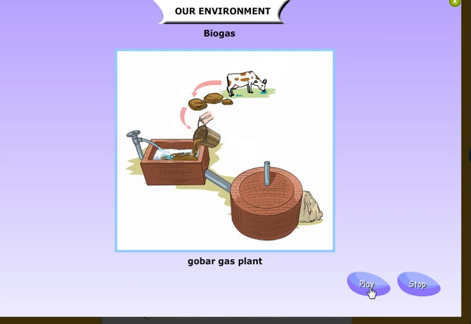So the next is biogas. In villages and rural areas where there are lots of cattle, all the dung used to be left in heaps, attracting flies, or it would be flattened into pancakes and left to dry in the sun. This is called biogas. Biogas is used for lighting and cooking. Biogas waste is used as fertilizer.